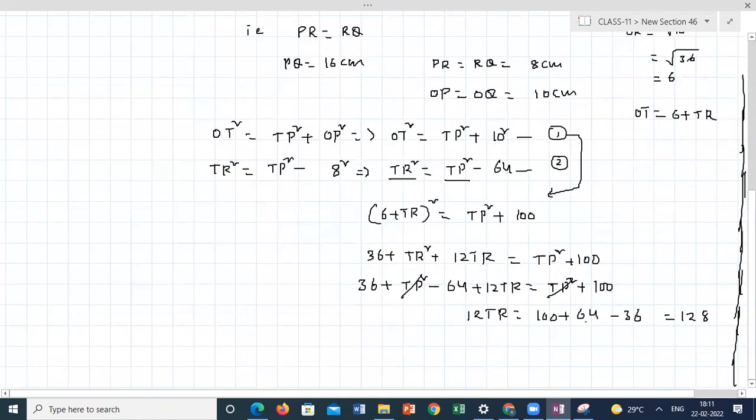36 gone means it is 28. Correct. That is 2, 4, 28. So TR is equal to 128 by 12. We can divide by 4, so it is giving a value of 32 by 3 centimeter. So once I got the TR value, then it will be easy to calculate the TP value.